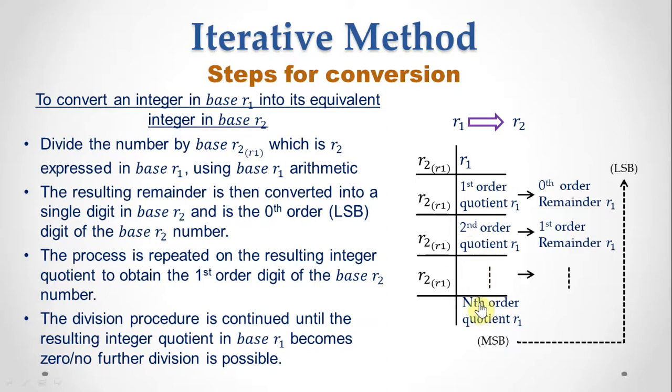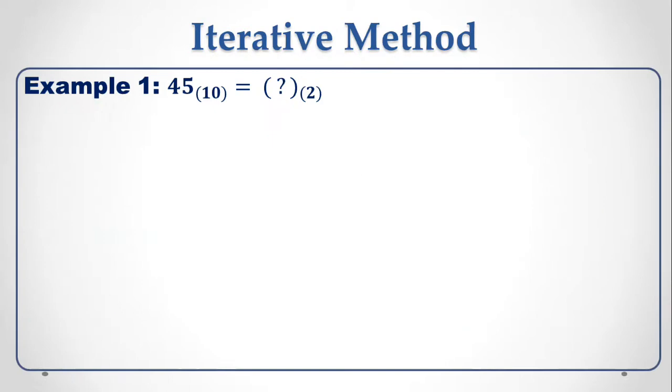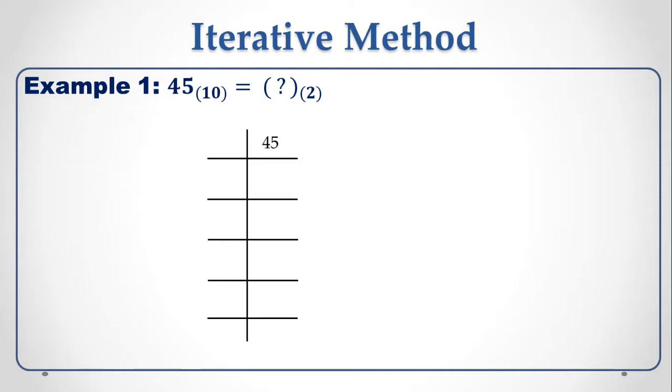This process is continued till the nth order quotient, further resulting in no division, or the quotient in base R1 becomes zero, and the nth order quotient acts as the most significant bit. Recording from the most significant bit to the least significant bit would convert the number from R1 base to R2 base. To understand these steps, let us consider an example of conversion of decimal to binary. So consider the R1 number 45 and the base R2 as 2, which is expressed in the base R1.